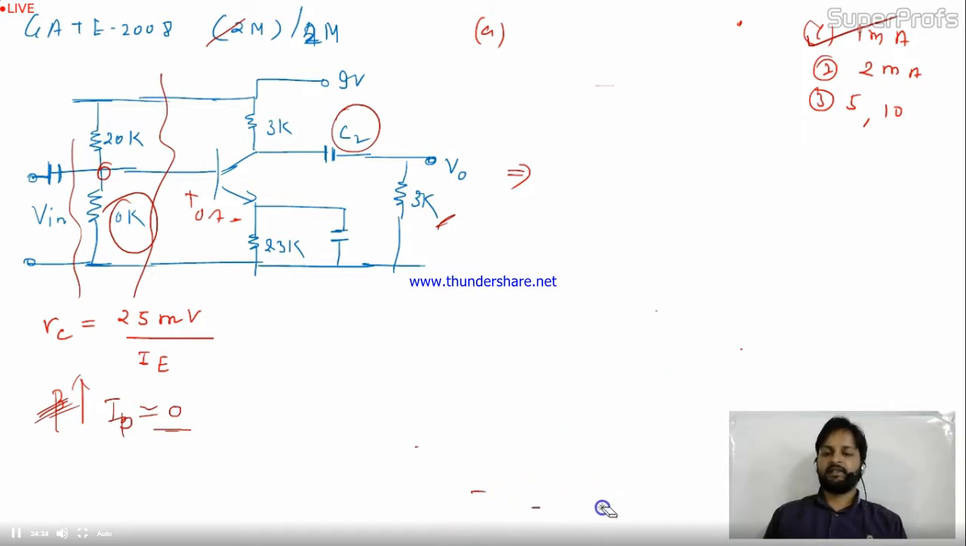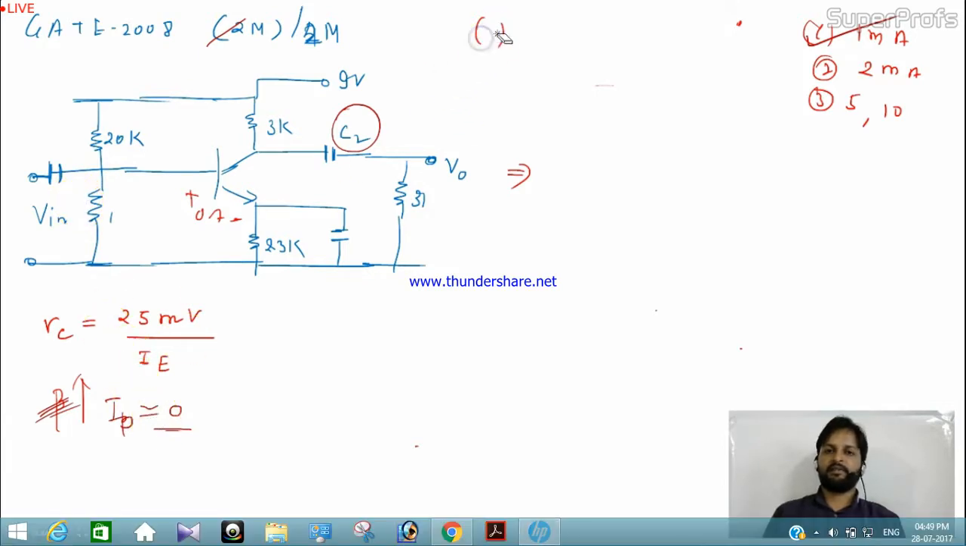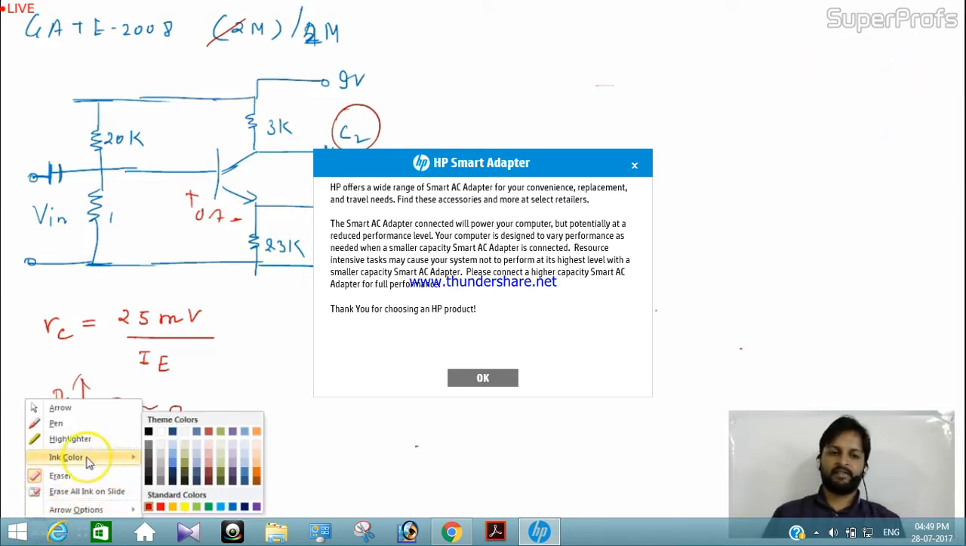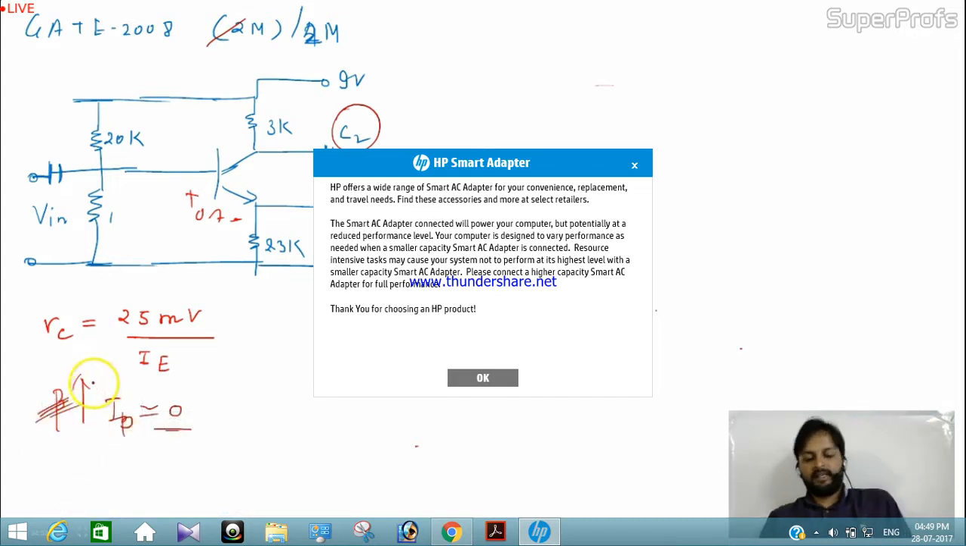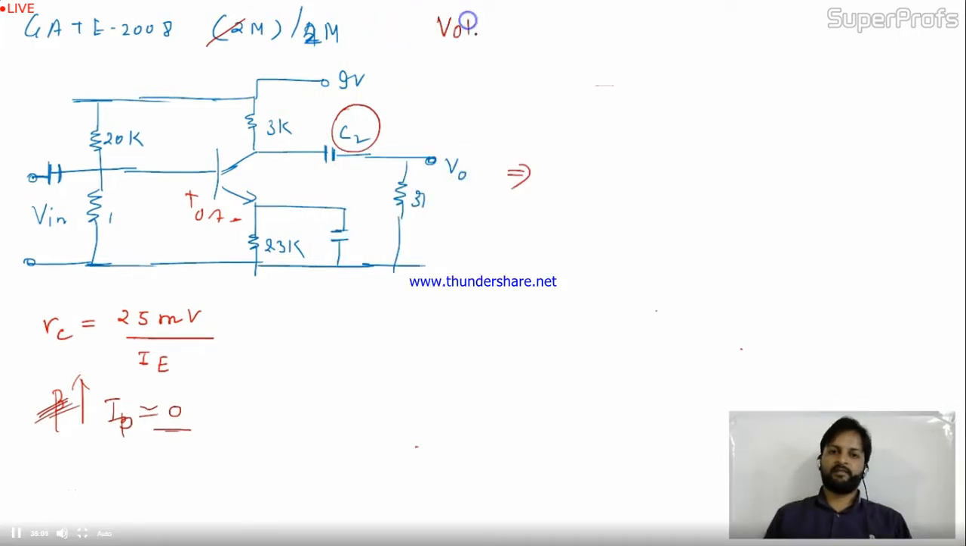Correct? Now it's time to do the AC analysis for this circuit. Let me make it clear. I will do the AC analysis. The DC is over. And the second question is actually, let me write the question first, then we will do the AC analysis. For that question, we need an AC analysis. The mid-band voltage gain of the amplifier is approximately, they're asking voltage gain.